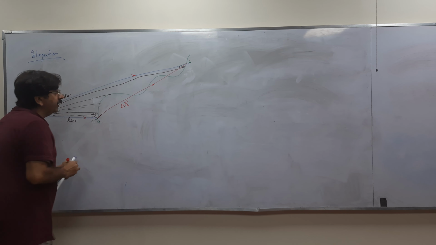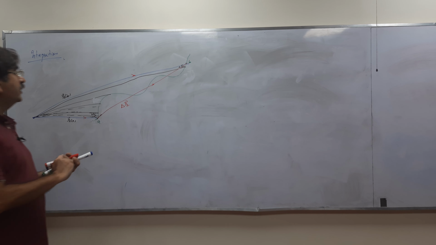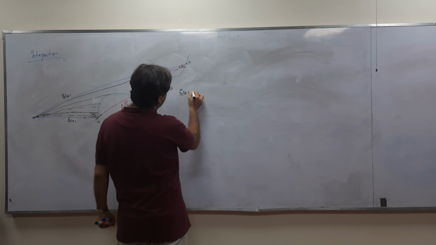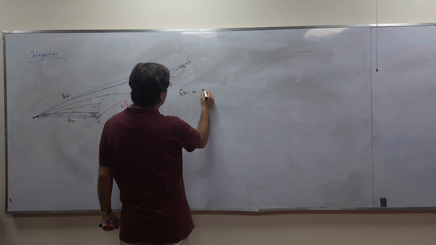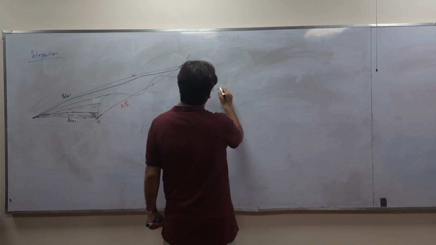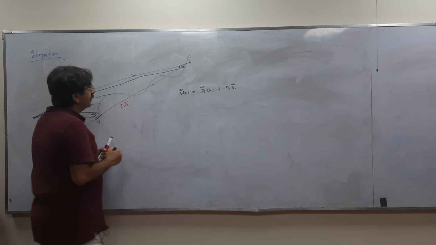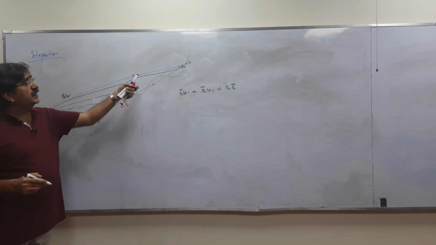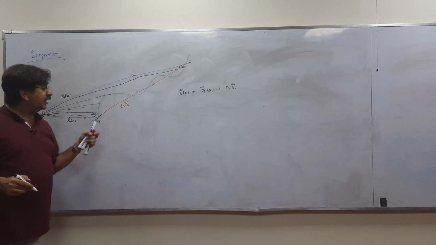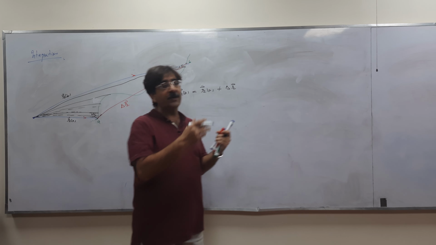According to the head and tail rule, delta RB will be equal to RA plus delta R. The vector joining the head with the head, that is RB, is defined as the resultant, and the vectors joining the tail with the head add to give that resultant.